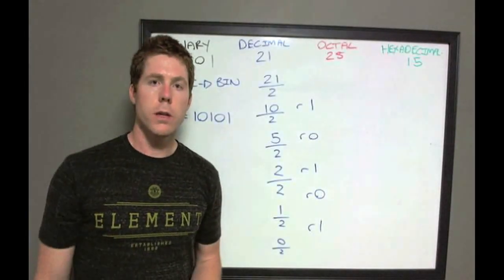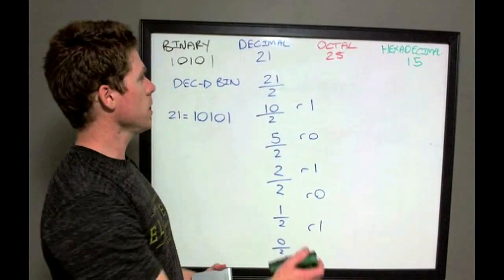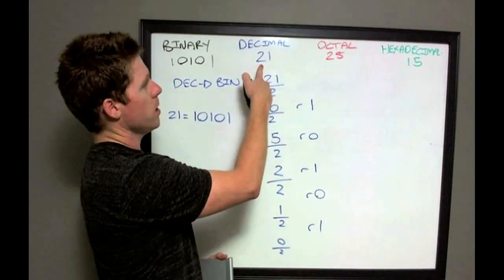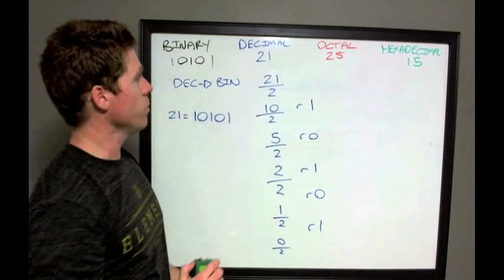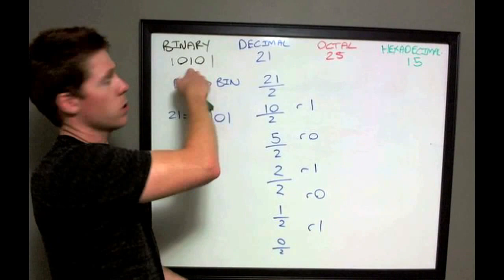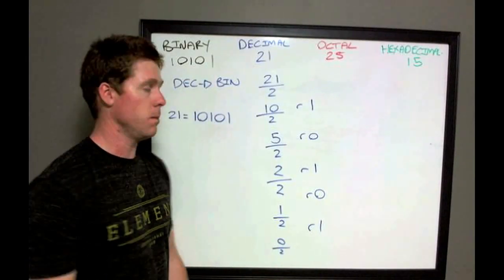Alright, so let's now go on with octal and see if we can convert from decimal to octal. 21 in decimal should equal 25 there. We've just discovered that 21 decimal using this system does actually come to 10101 in binary.